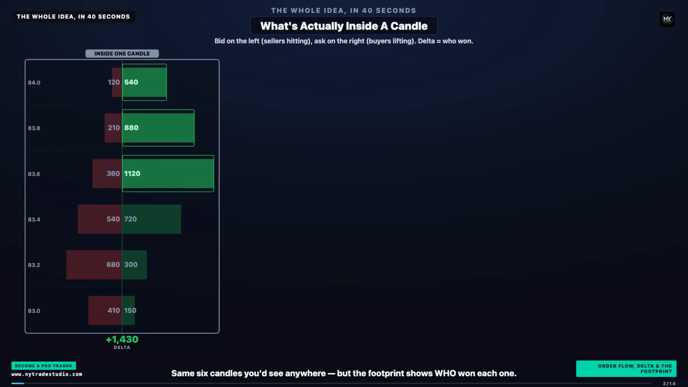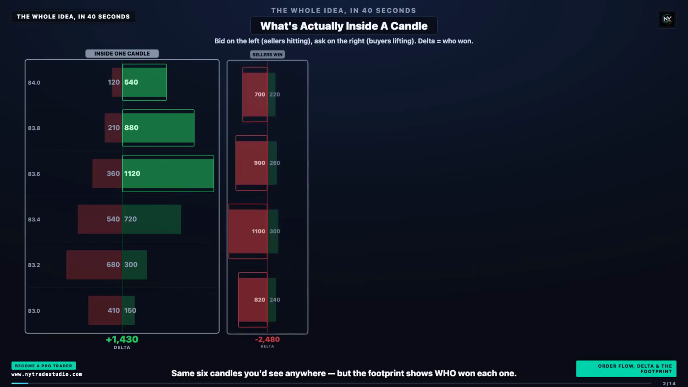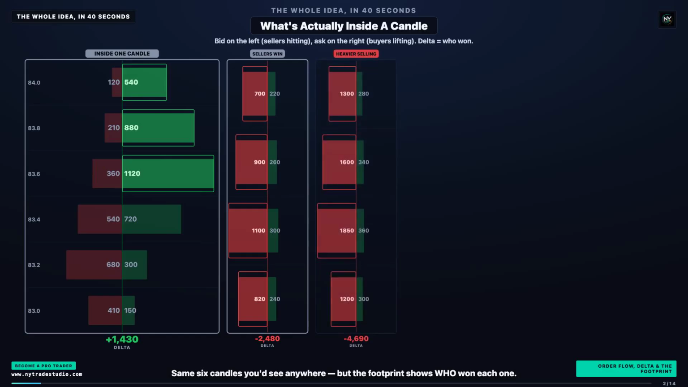On the left, in red, is the volume that traded on the bid, aggressive sellers. On the right, in green, the volume on the ask, aggressive buyers. Add up both sides and you get the delta: ask minus bid. Positive delta, buyers won the candle. Negative, sellers won. That one number tells you who was actually in control, which price alone can never show you.